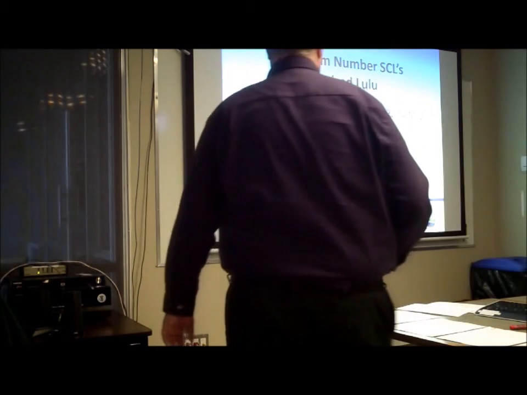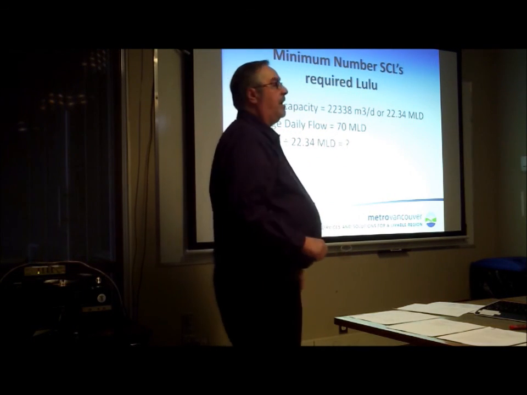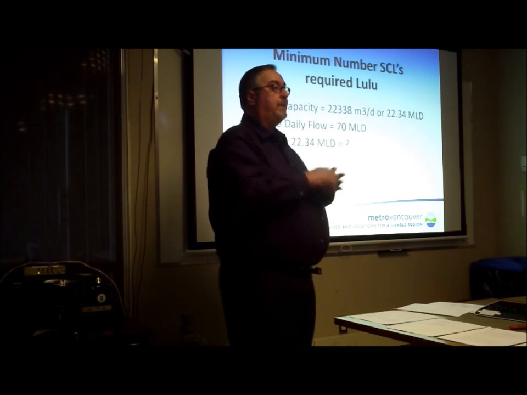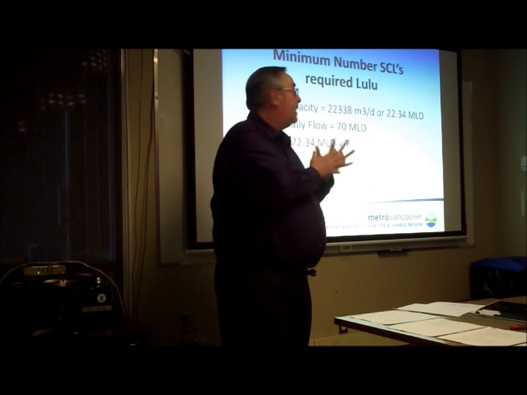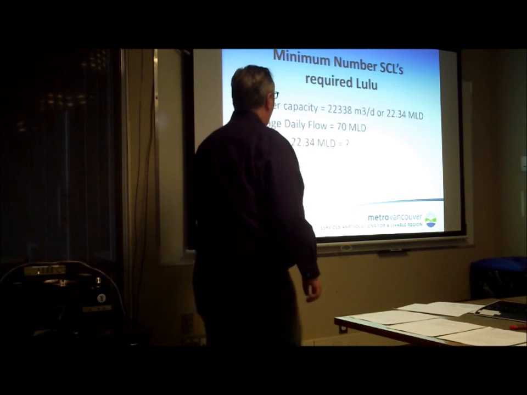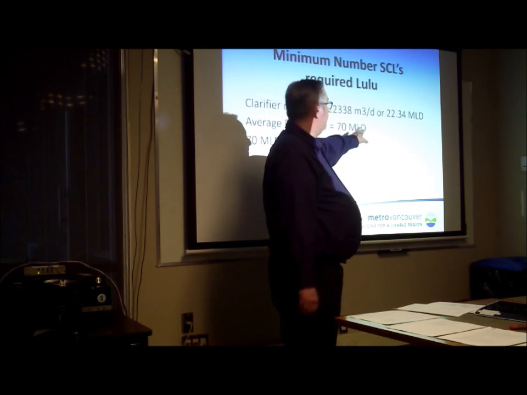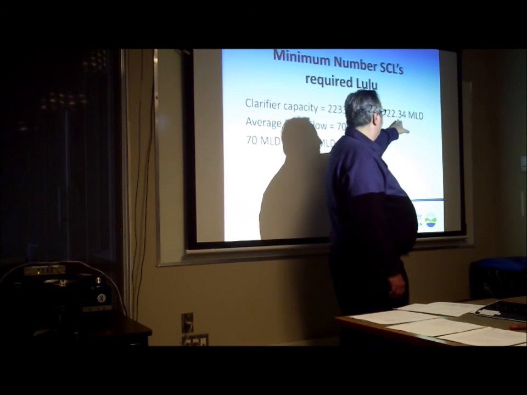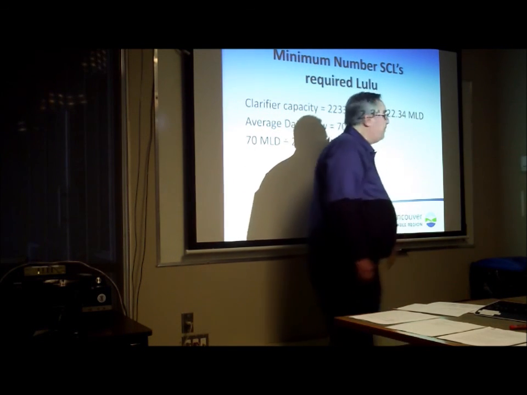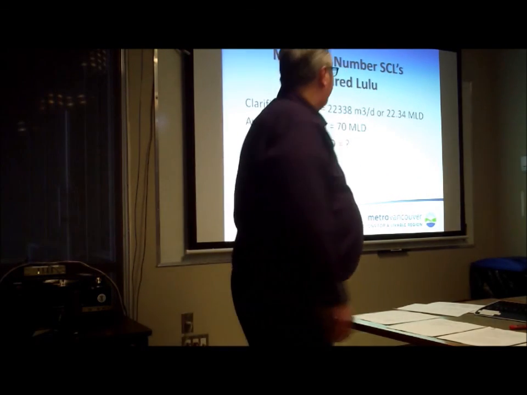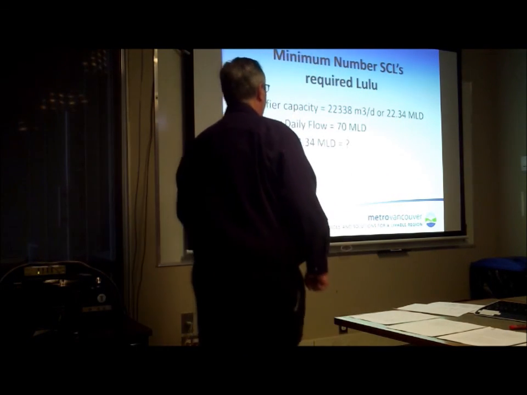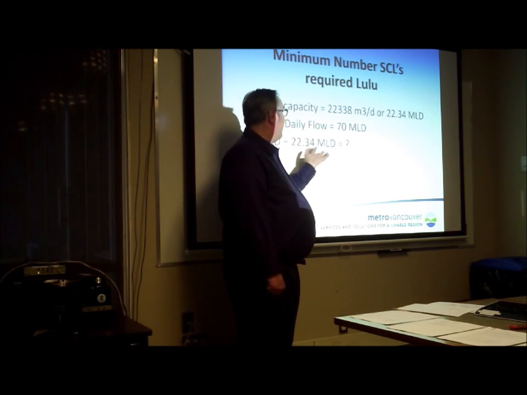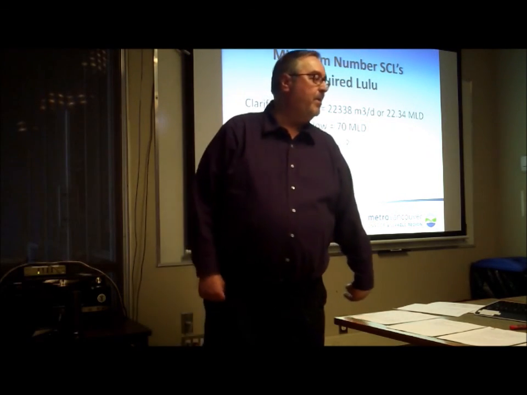So now let's talk about the minimum number of secondary clarifiers needed at Lulu based on their average dry weather flow. We know that the average daily flow for 2016 was 70 MLD, and we know that each clarifier has a capacity of 22.34 million liters per day. So basically, we divide 70 MLD by 22.34 MLD, and let me know what you come up with.